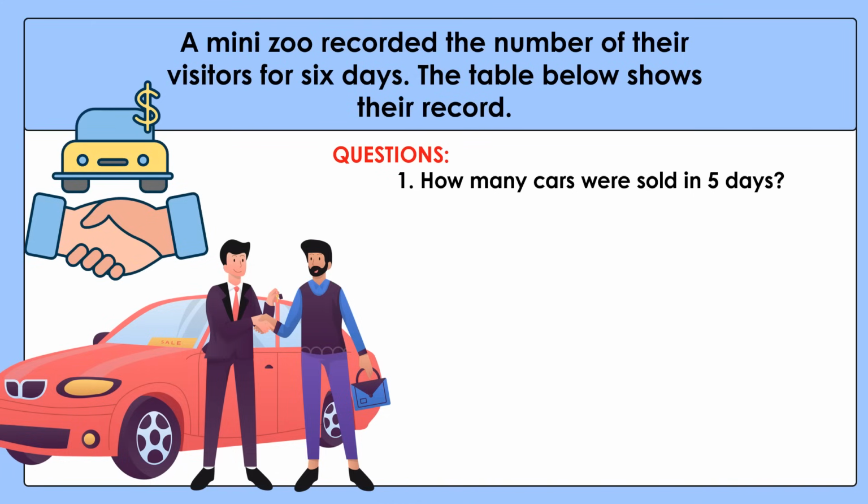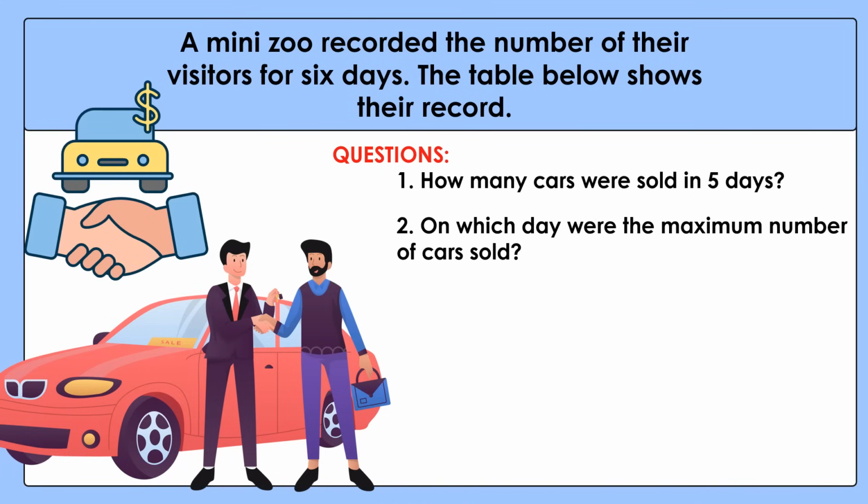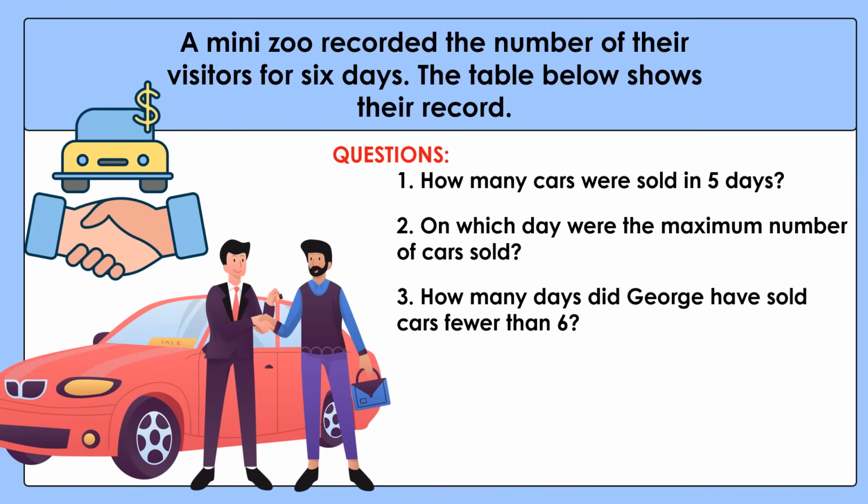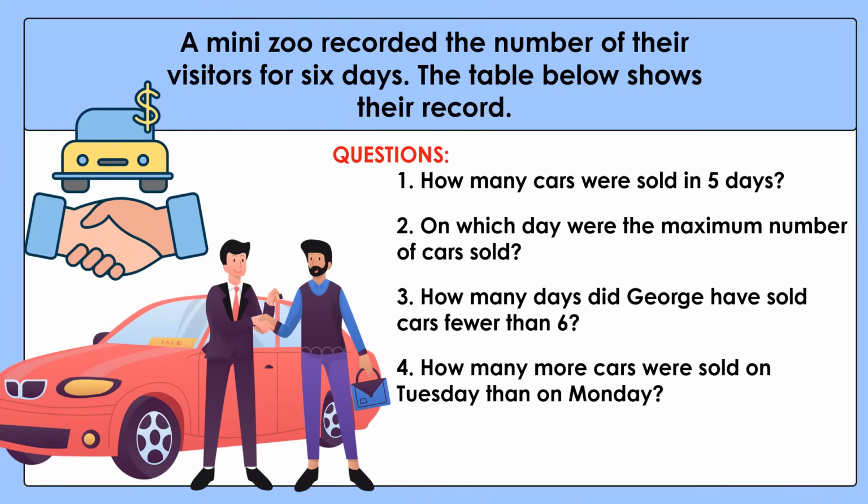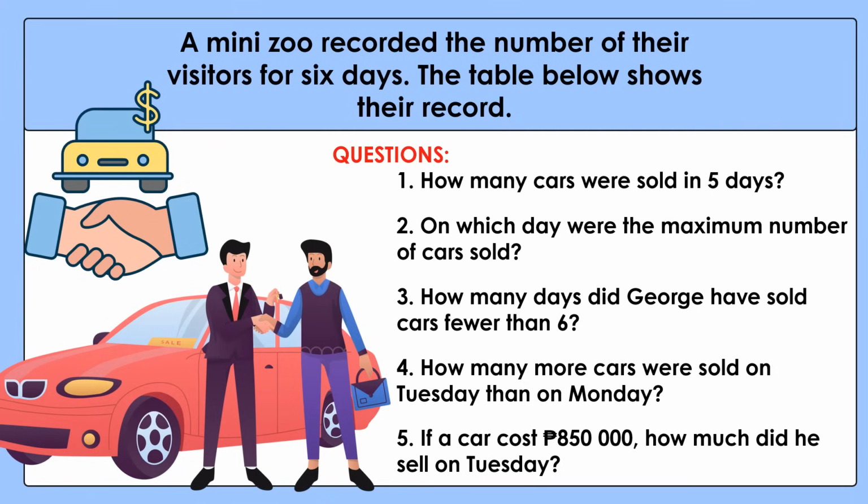Number 1, how many cars were sold in 5 days? Number 2, on which day were the maximum number of cars sold? Number 3, how many days did George sell fewer than 6 cars? Number 4, how many more cars were sold on Tuesday than on Monday? And number 5, if a car costs 850,000 pesos, how much did he sell on Tuesday?